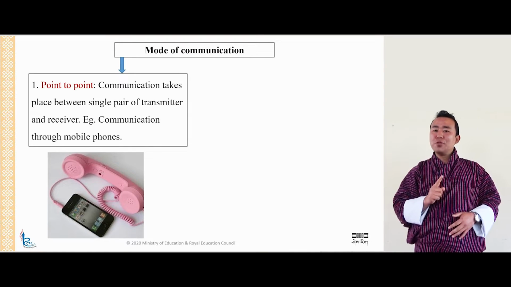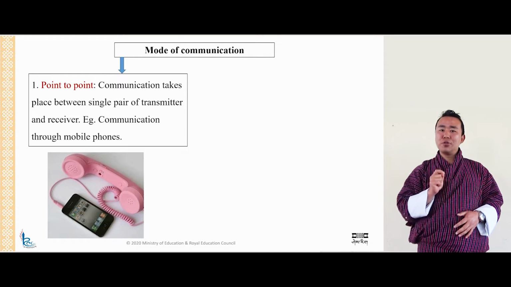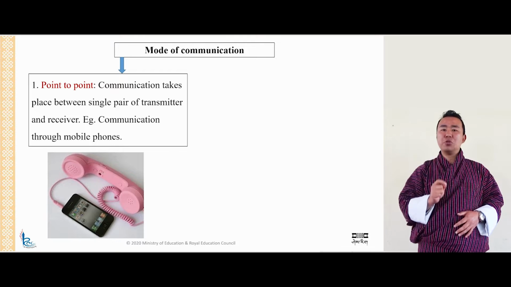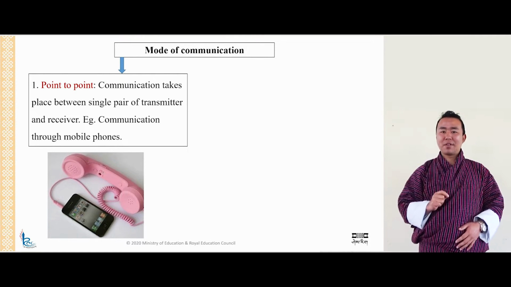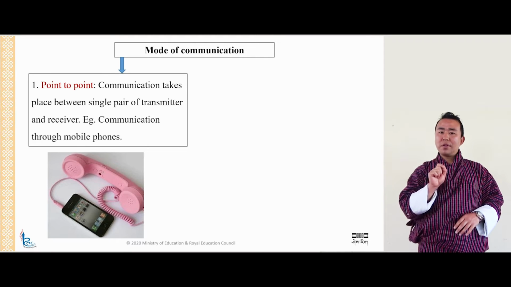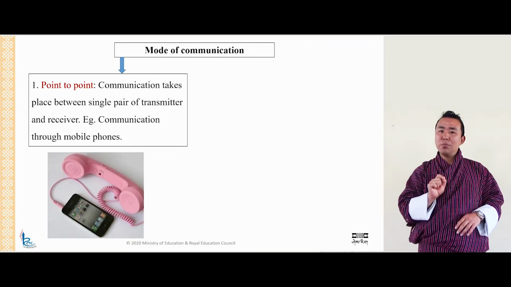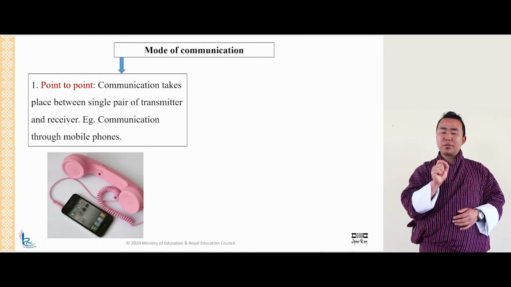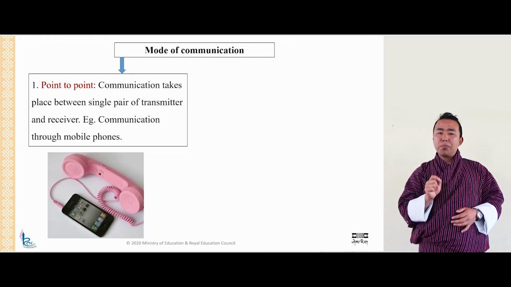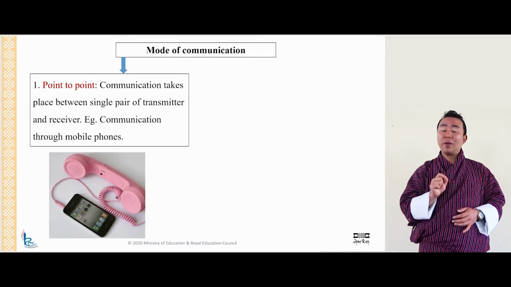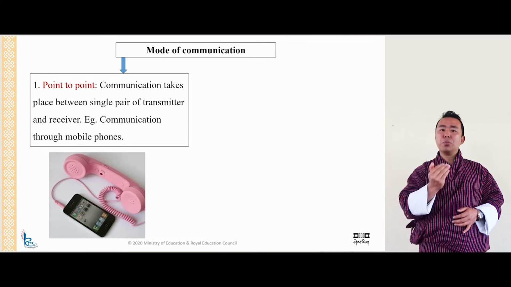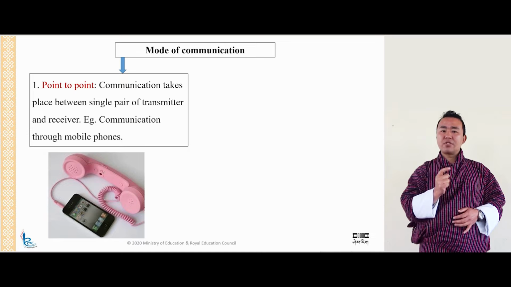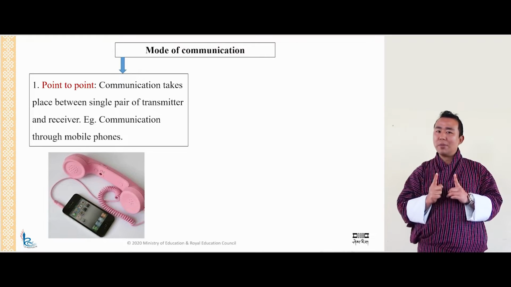The first one is called point-to-point mode. We say communication is point-to-point mode when communication takes place between a single transmitter and a single receiver. For instance, if you are at Thimphu and you are making a call to your friend who is at Trashigang, then only a single transmitter is involved. That means your mobile phone acts as a transmitter, and the mobile phone of your friend at Trashigang, who is receiving the call, will act as a receiver. So in point-to-point mode of communication, only a single transmitter and a single receiver are involved. In such cases, we call it the point-to-point mode of communication system.